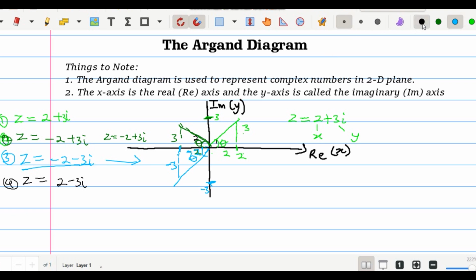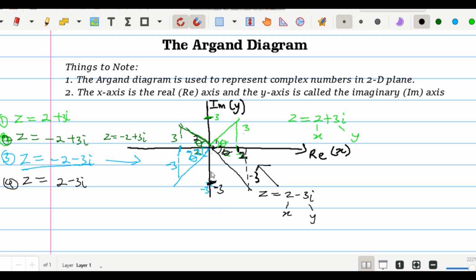Let's go to the last one, where you have z equal to 2 minus 3i. Represent z equal to 2 minus 3i on the Argand diagram. This is your x as usual, and this is your y. We are going to have minus 3 here, this distance. Then we are still taking this 2, this distance. If you draw this line and take your angle, this is minus 3. This is a representation of this on the Argand diagram.